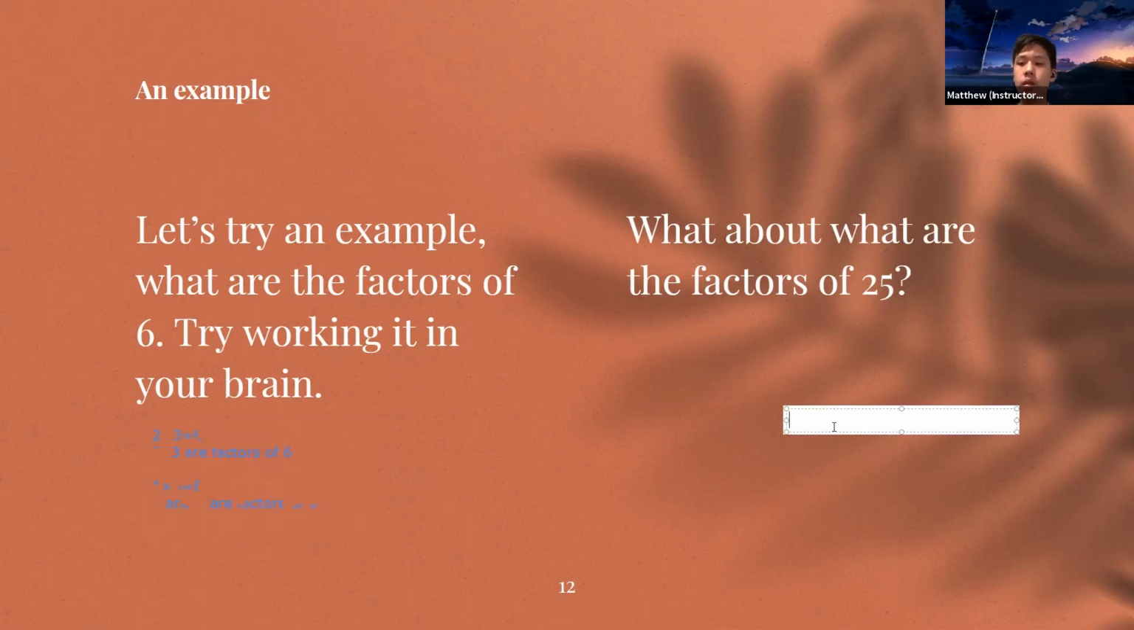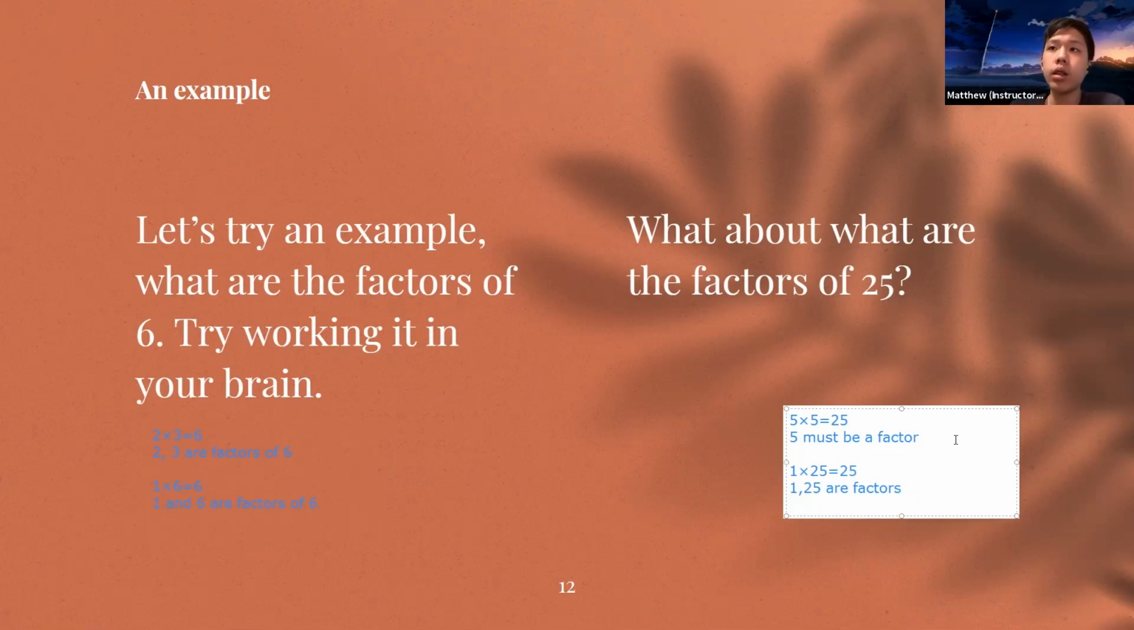Well, 5 times 5 equals 25. So 5 must be a factor. And we know 1 times a number is always equal to that number. So 1 times 25. Those are also factors. So 1 and 25 are factors. As you see in this one, this is a special case. It has an odd number of factors. 1, 5, 25. Well, this is because this is a square number.